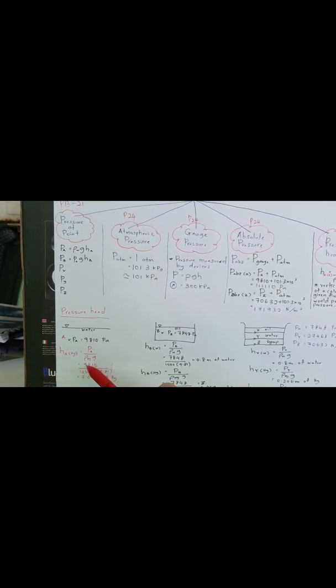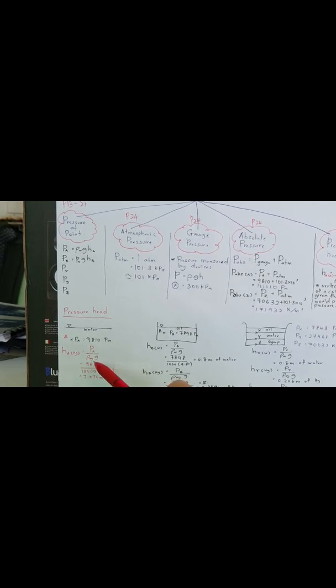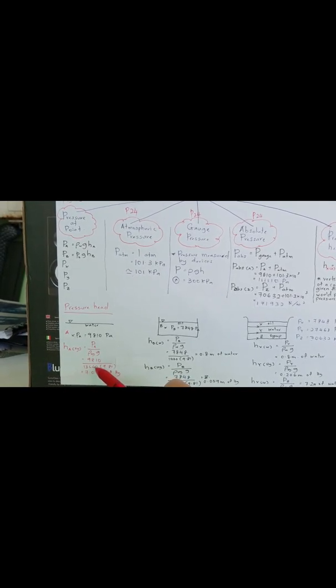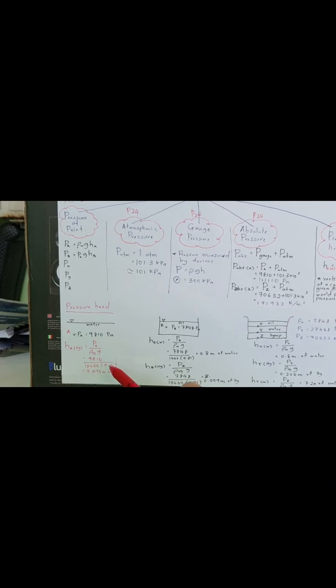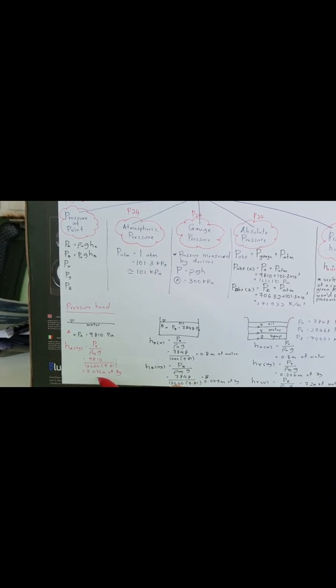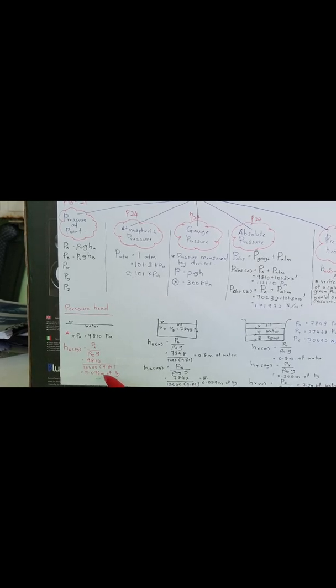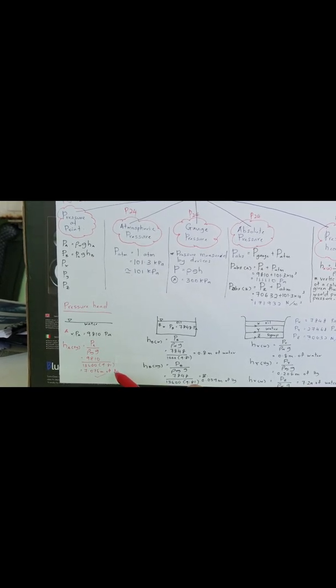So what is the pressure at point A? Earlier we calculated its value as 9810, divided by 13600, which is the density of mercury, divided by G. So we get the pressure head in terms of mercury as 7.076 meters of mercury.